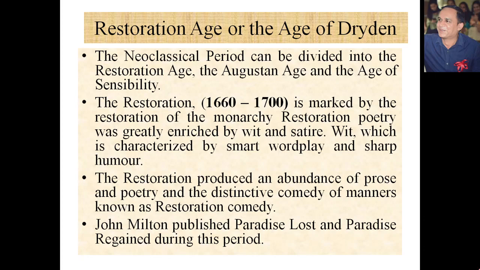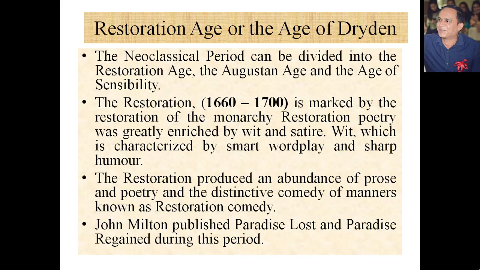So the neoclassical period, as I told you, can be divided into three distinct ages, sub-periods. First is the Restoration age, then the Augustan age, and the Age of Sensibility. So the Restoration age comes first, from 1660 to 1700.